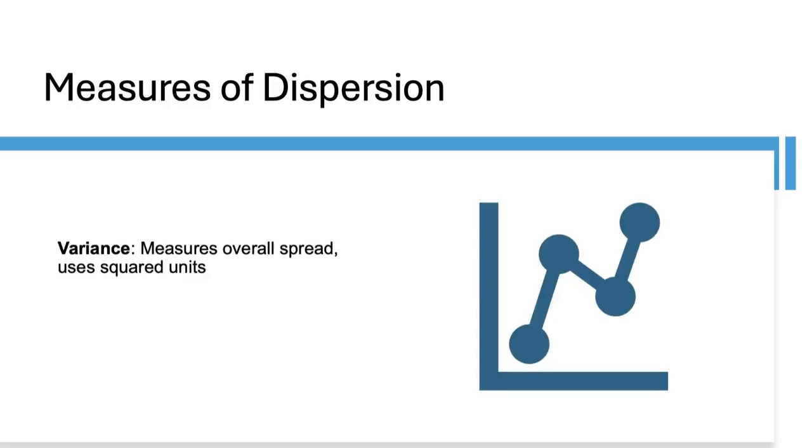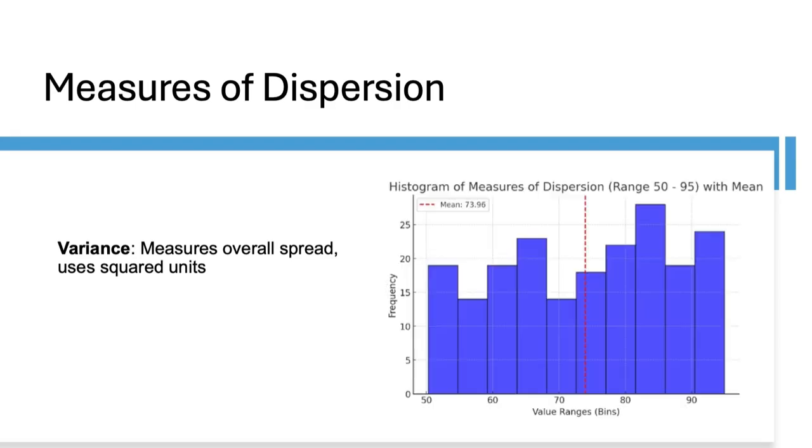Now, to get a better picture of spread, we use variance. Variance measures how far each value in a data set is from the mean. A high variance means the data points are spread out, while a low variance means that they are close together. What this graph shows is that the data is spread across the range of 50 to 95. And as you can see here, we have 50 and 95 up here. It has fairly even frequencies across these bins. There's no single peak. It's relatively flat and balanced across the histogram.